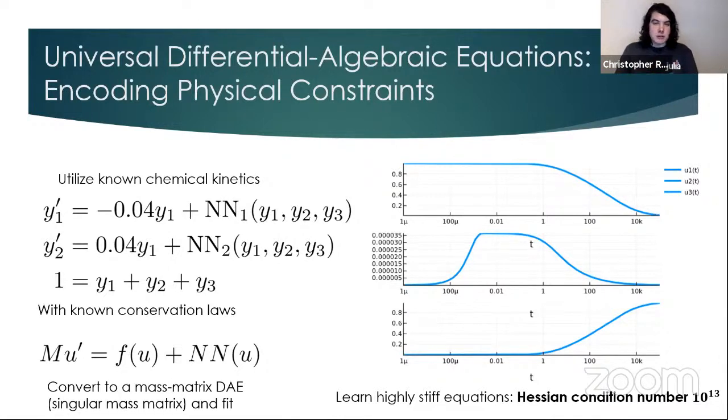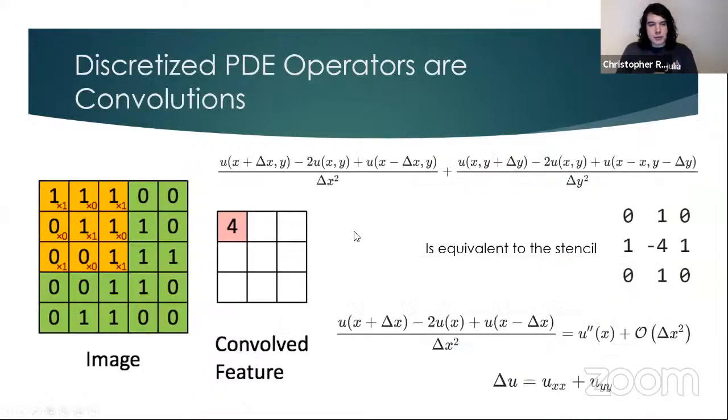So if you have conservation of energy, if you have conservation of mass, all these ideas can be encoded into our machine learning framework by utilizing this general technique. Another way that this can be used is to discover partial differential equations.